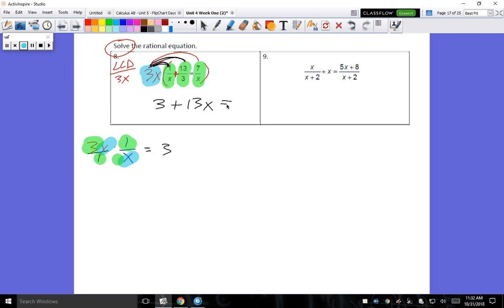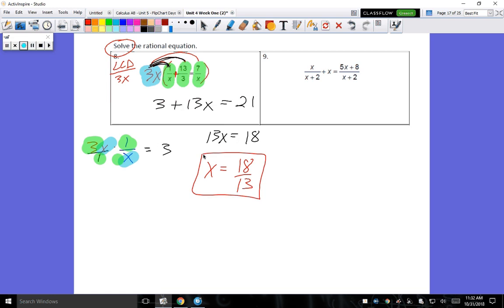When I distribute the last one, what cancels? The x. What's left over? 21, the 3 times the 7. Now look at this, guys. With the LCD, I have no fractions, and this is like Algebra 1 all over again. So I'm going to subtract 3, and you get 18. And then my final answer is what? 18 over 13.